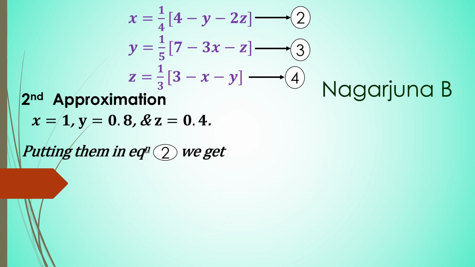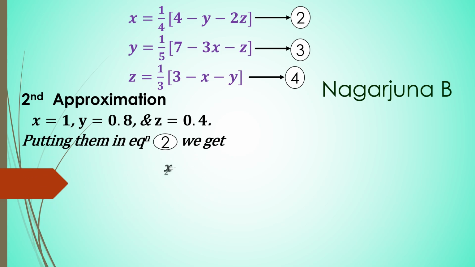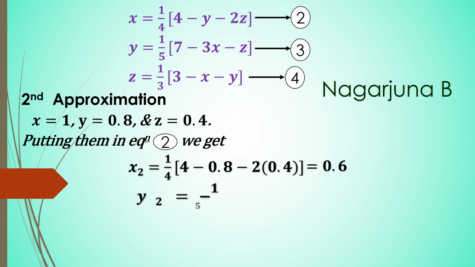Putting these values in equation number 2, we get x2, y2 and z2. So first, x2 is equal to 1 divided by 4 into (4 minus y, which is 0.8, minus 2 into z, which is 0.4). In the calculator you can type 1 divided by 4 into, open the bracket, 4 minus 0.8 minus 2, open the bracket, 0.4, close the bracket, close the bracket, and this will give the answer, and that answer is 0.6.